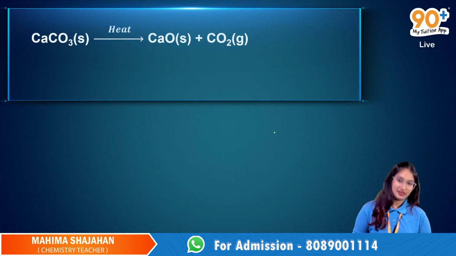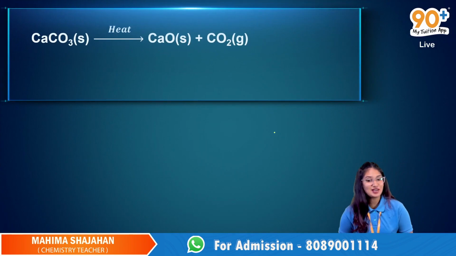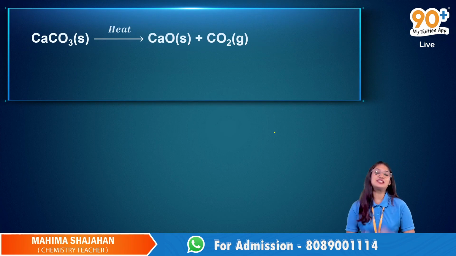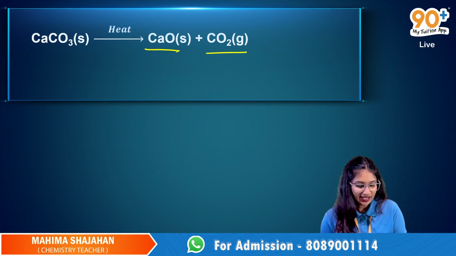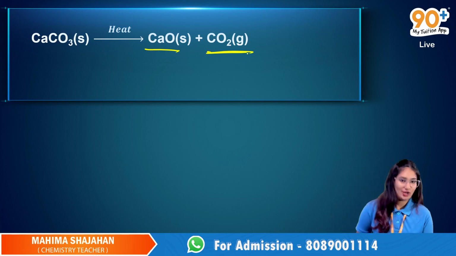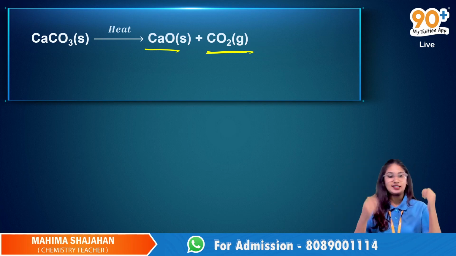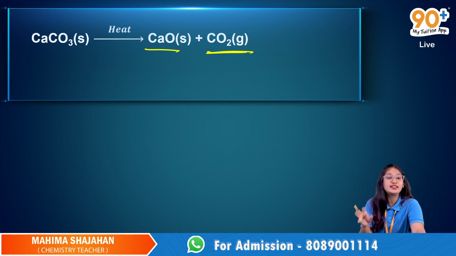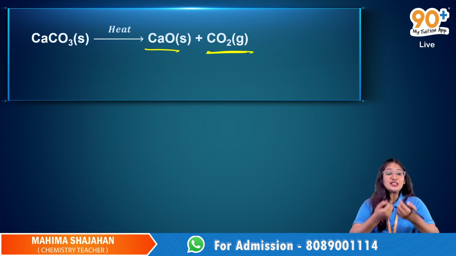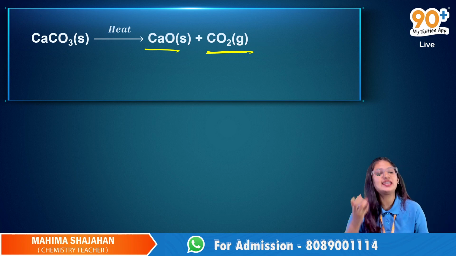Another example is calcium carbonate. When we heat calcium carbonate, what do we get? We'll get calcium oxide and carbon dioxide. Carbon dioxide escapes as a gas. So we are providing the heat. When we give heat, what happens? They split, break down, and we get simpler products.